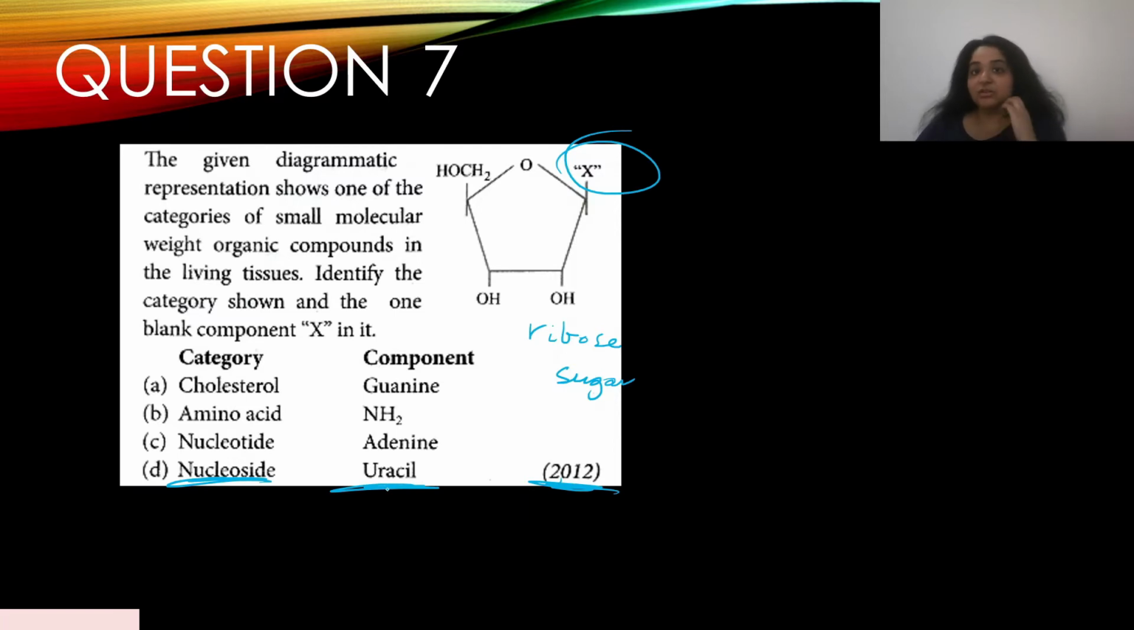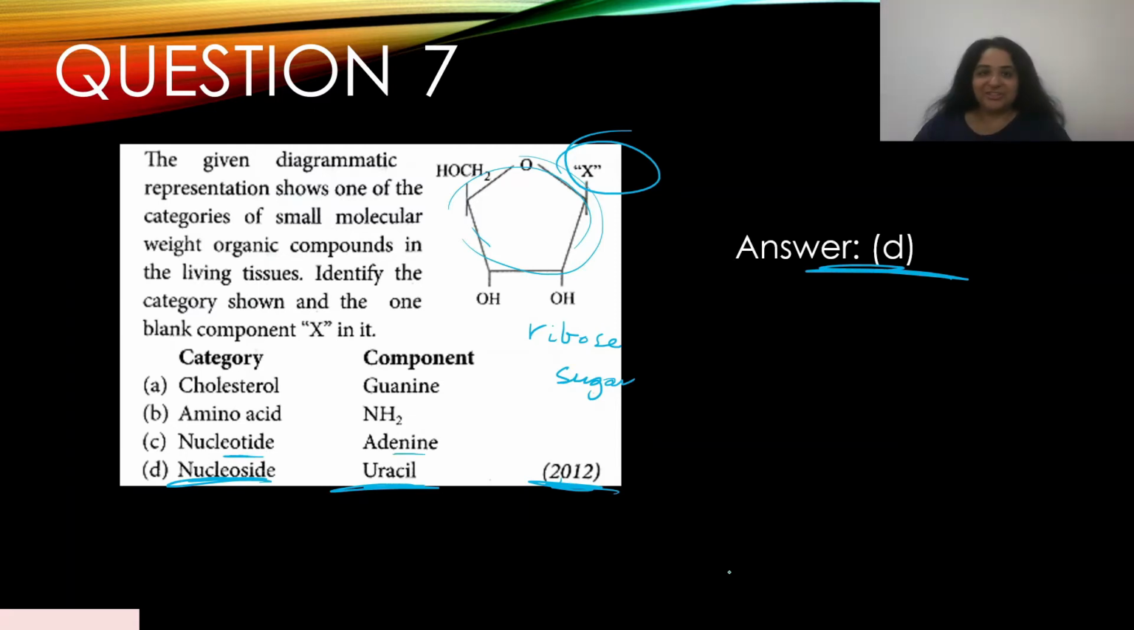It's a pentose sugar, that means a ribose sugar. It's not a deoxyribose sugar. Deoxyribose means the oxygen atom is not present. Okay, it's absent. So nucleoside, and yes, the base is uracil. So the answer is D. The X component has to be a base. This is how a nucleoside is structured. It has a base and it has a pentose sugar attached to it. So that's a nucleoside, which is uracil.